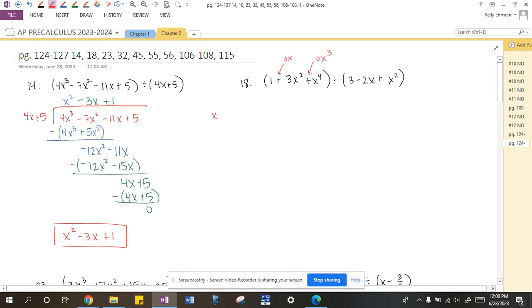So let's rearrange the terms here. The divisor is x squared minus 2x plus 3. So get that in general form. The dividend is x to the fourth plus 0x to the third plus 3x squared plus 0x plus 1. And then we would multiply x squared by x squared to get x to the fourth. Distribute that through.